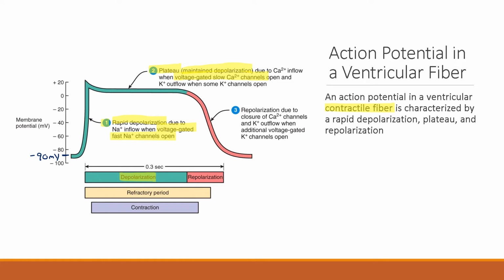Now, several different types of voltage-gated potassium channels are also found in the sarcolemma of contractile fibers. And this depolarization is sustained during the plateau phase because calcium inflow balances out the potassium outflow. So I'll write this up here. Calcium inflow balances the potassium, which is K plus. So calcium inflow balances out that potassium outflow. That's how we get this plateau, or this maintained depolarization phase.